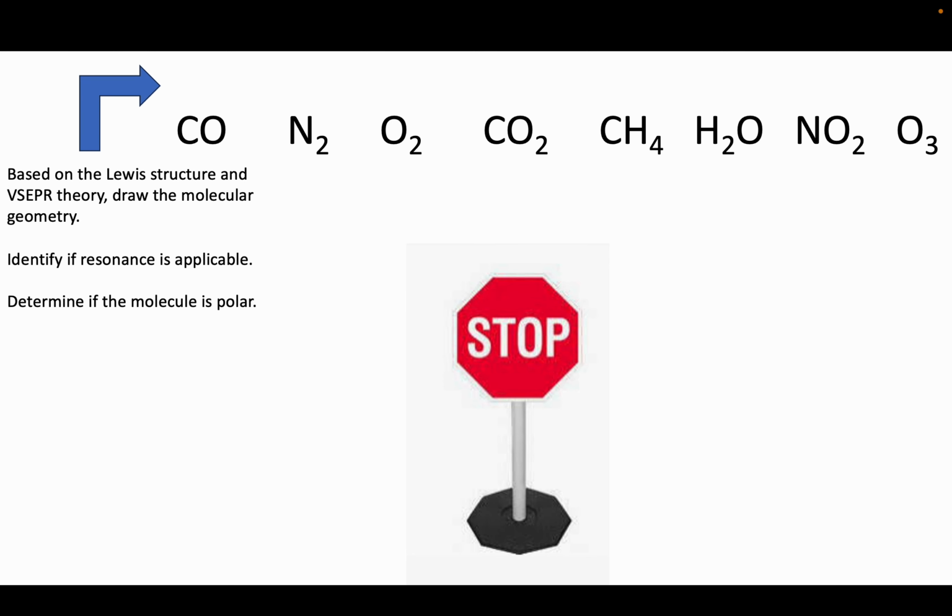So to get started, let's apply some ideas that we had in chapters 8 and 9. What I'd like you to do, draw a Lewis structure, and based on VSEPR theory, what would be the molecule's geometry? Would resonance be applicable, and would it be a polar molecule or not? So something like this. If we have carbon monoxide, we would be thinking about that as a linear molecule, triple bond between the carbon and the oxygen. Do something similar now for the other molecules.